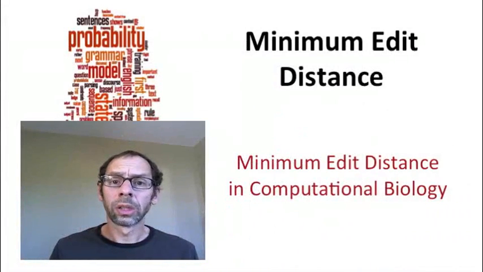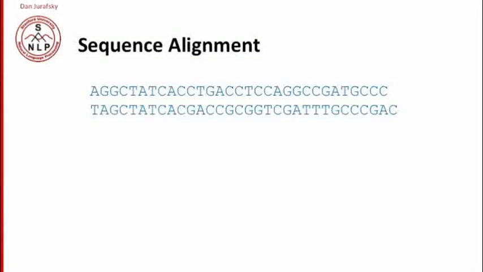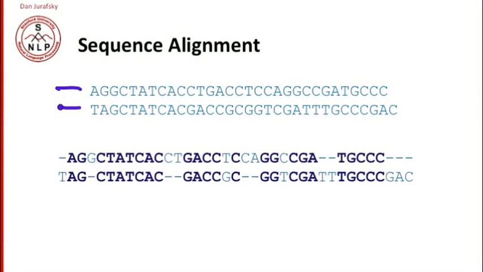There are a number of advanced variants of minimum edit distance that play a special role in computational biology. Recall that in computational biology, what we're aligning is sequences of nucleotides or sometimes proteins, and our job is to take two strings like this and produce an alignment like this.